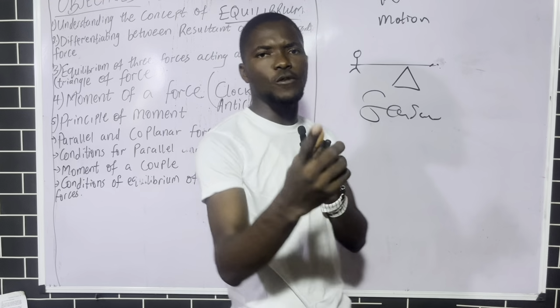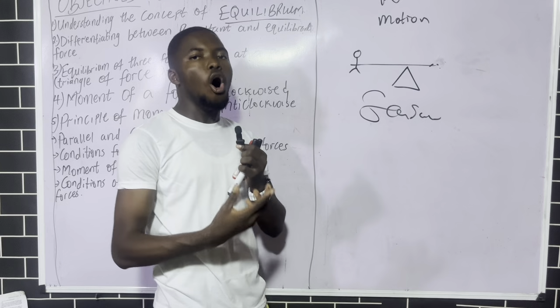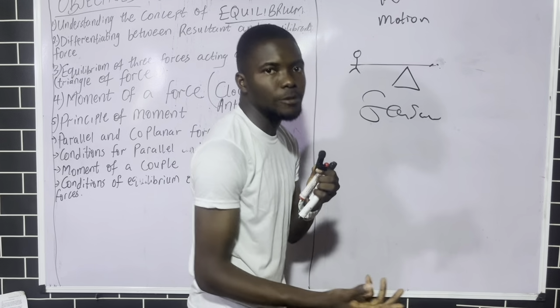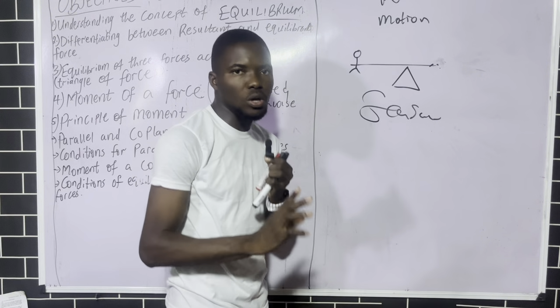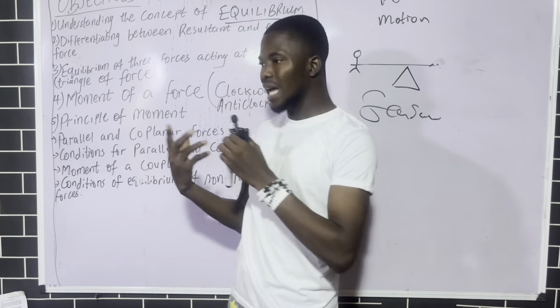Now, look at something Newton's first law told us. Newton's first law told us a body remains at rest or in uniform motion unless it is acted upon by what? An external force. Unless an external force acts on a body, it will stay in its position. So equilibrium will be there unless something acts upon it.